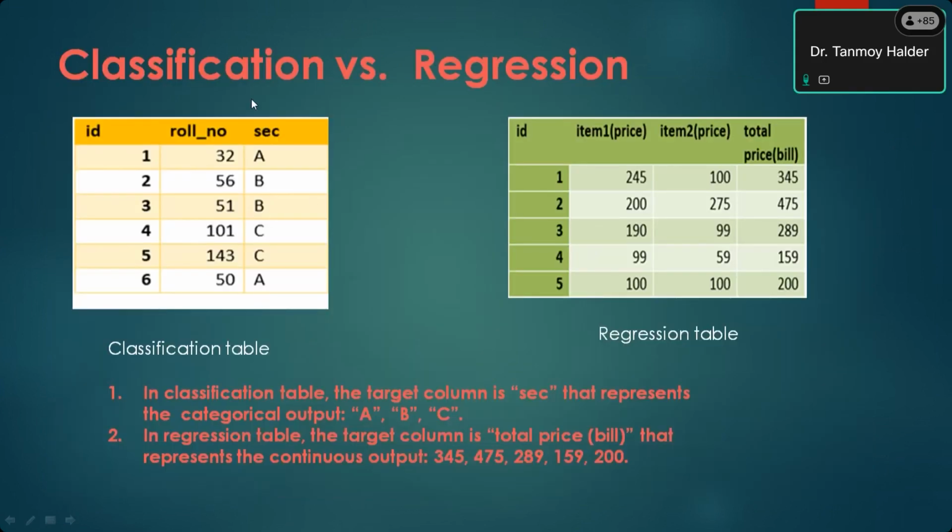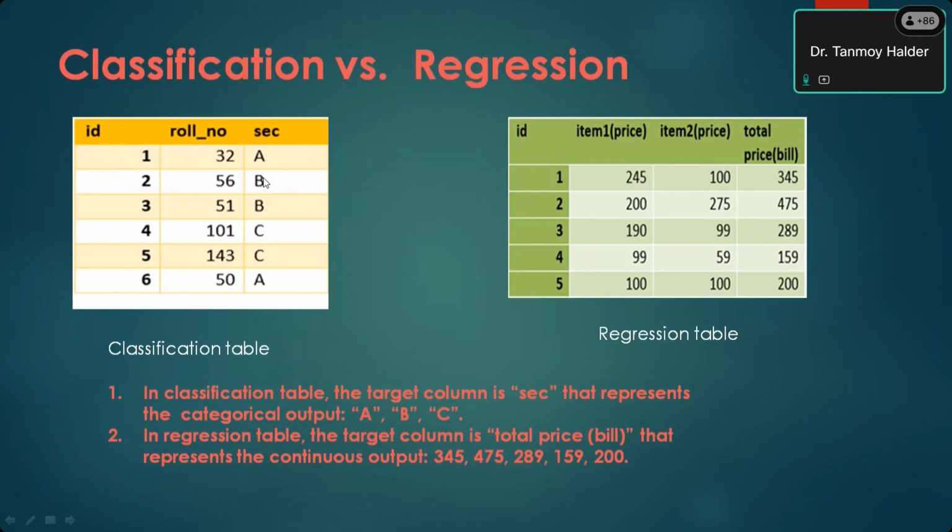Another one, classification versus regression. An easy example I have chosen. This is a table, a very small table. So roll number and section are given. According to the roll number, a machine is already dividing the section. So it has taken from roll number 1 to 50, maybe section A. Above 50 it will be B, and above 100 it will be C. So this is a very easy example.